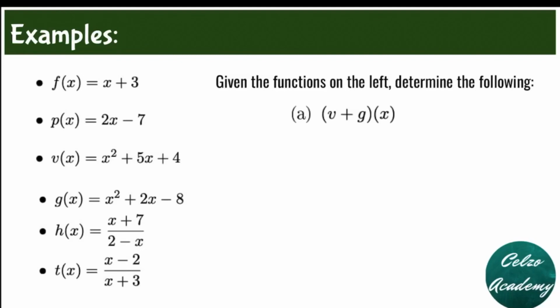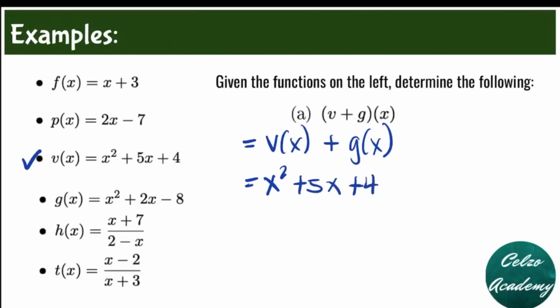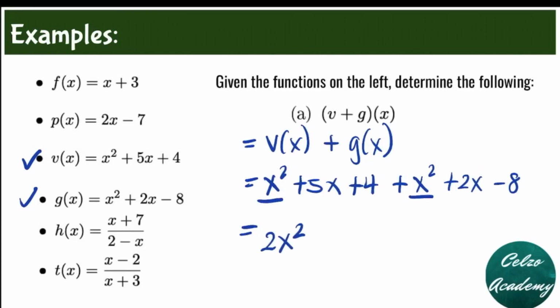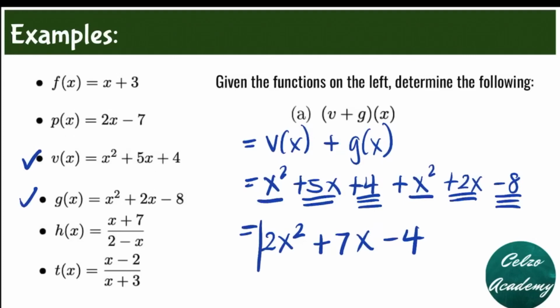For question letter A, v plus g of x. To simplify this, we need to do v of x plus g of x. V of x is equal to x squared plus 5x plus 4. And we will add g of x, which here is x squared plus 2x minus 8. All we need to do here is combine like terms. X squared plus x squared is equal to 2x squared. 5x plus 2x is equal to 7x. Plus 4 minus 8 is negative 4. So the final answer to this problem is 2x squared plus 7x minus 4.